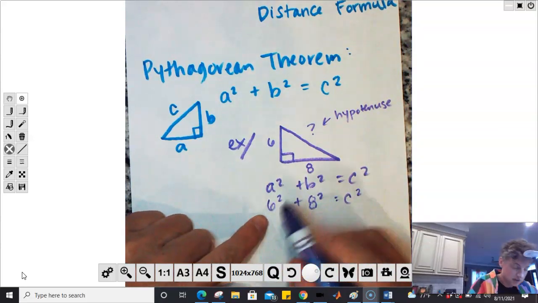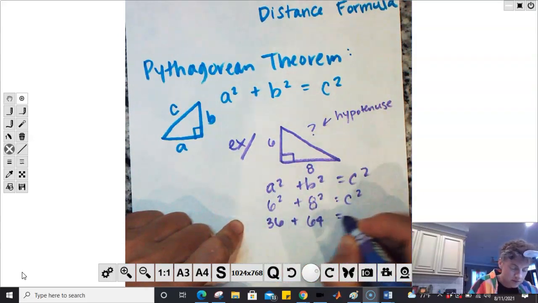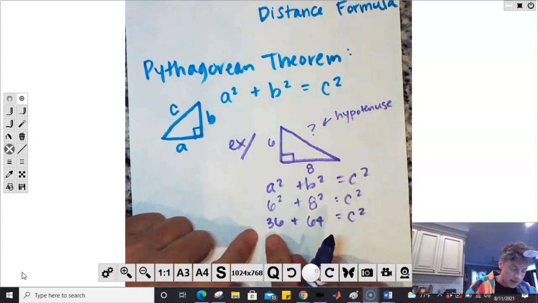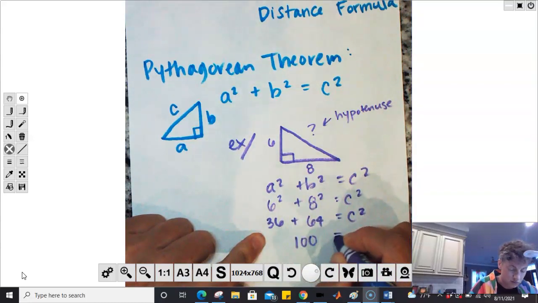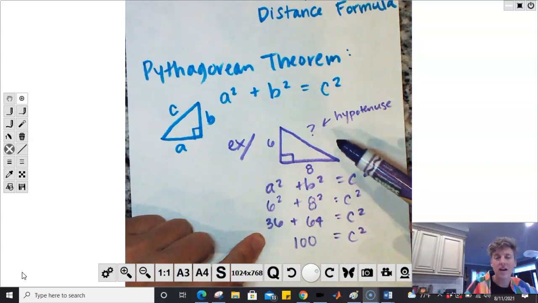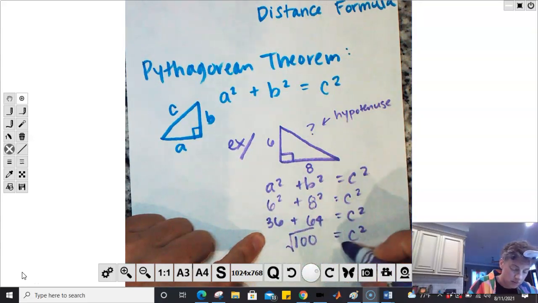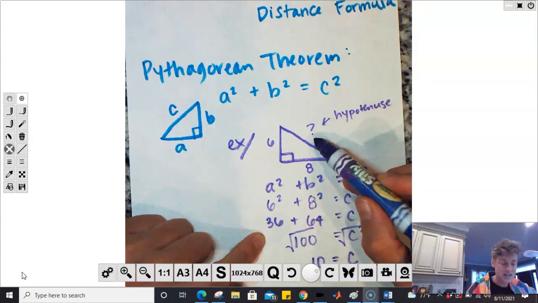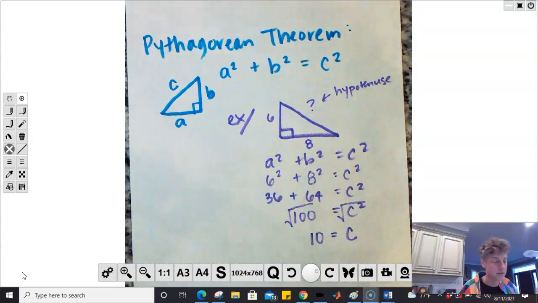6 squared is 6 times 6 is 36. 8 squared is 8 times 8 is 64. Is equal to c squared. And 36 plus 64 is going to be 100. That is equal to c squared, but I don't want to know what the hypotenuse squared is. I want to know what the hypotenuse is. So we're going to square root both sides and get 10 is equal to c. Our hypotenuse here is going to be 10 units long. And that, my lovely people, is the Pythagorean theorem.